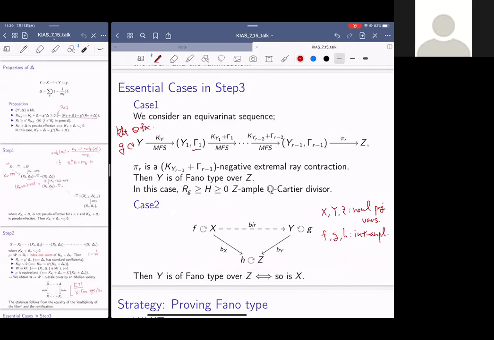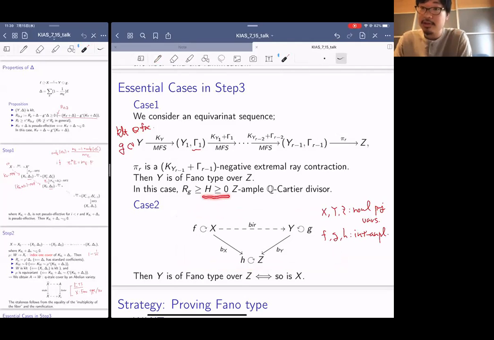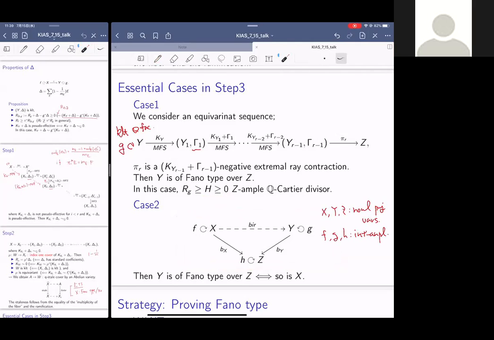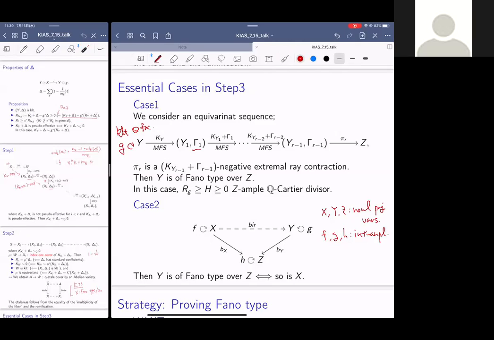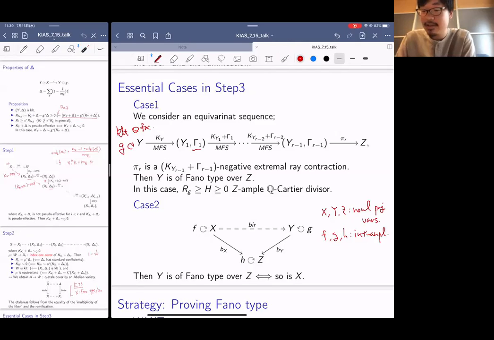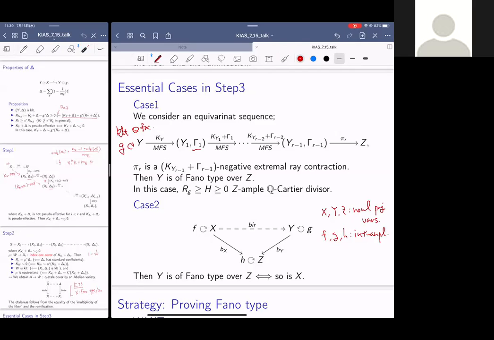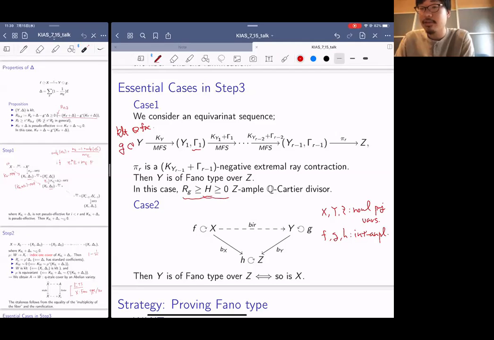Oh, sorry for interruption. What was H? The RG is larger than H, larger than 0. This? Yeah, what was H? I don't see the definition. I mean, in this case, there exists the relative ample Q-divisor by the H satisfying this inequality.